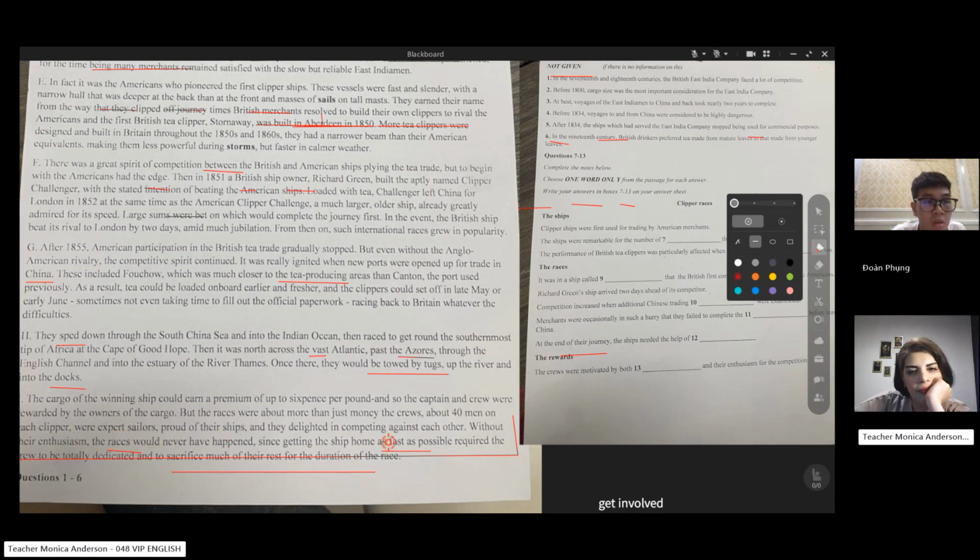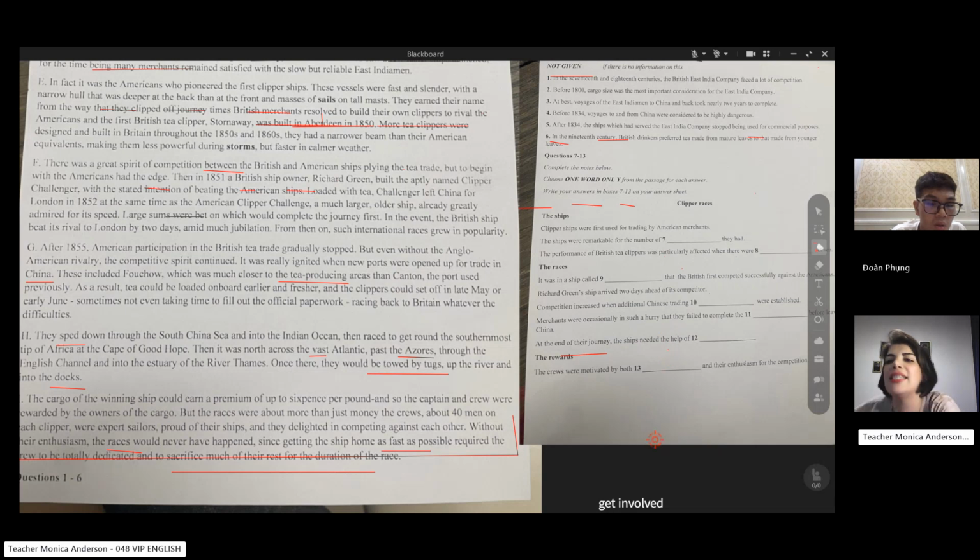The crew, the head of crew. Without their enthusiasm, okay. With who? Crew? Yes. At the end of the journey, the ships needed the help of, so we say crews, or why don't you say, for example, expert sailors? I don't say that your answer is false, I just want to know why you give this answer.